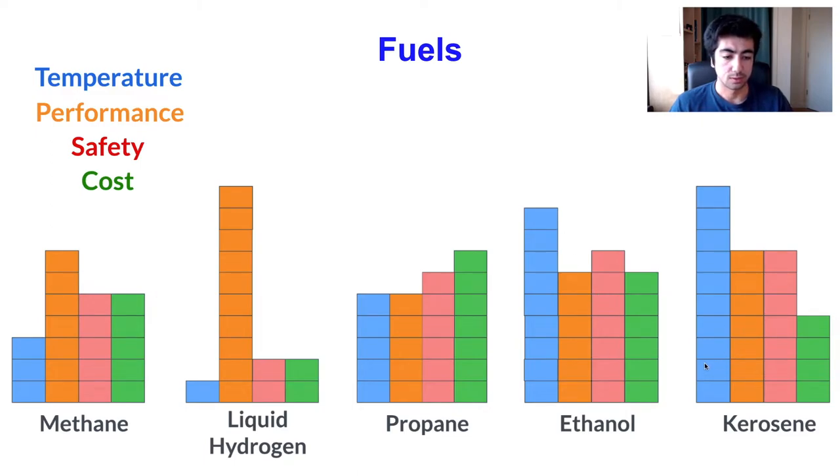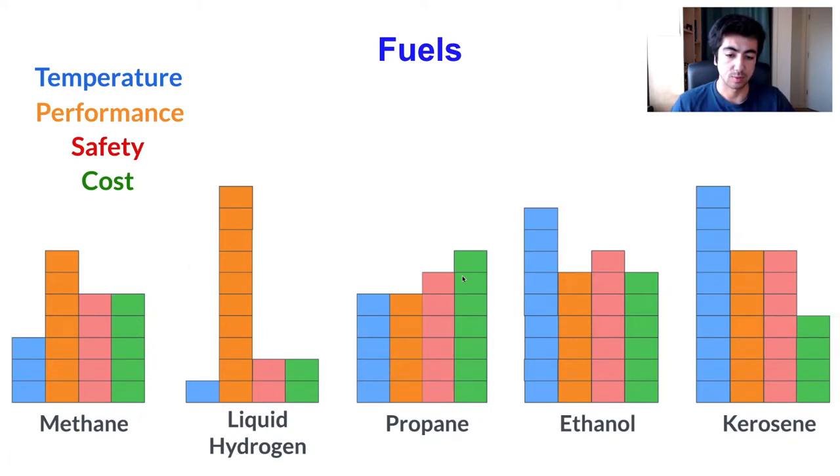So another thing to note about ethanol and kerosene is that these are liquids at room temperature, which makes them pretty desirable for the amateur level. You don't have to worry about cryogenic considerations. You don't have to worry about insulating your tanks as much, and you can just have them be a liquid. You're not losing as much propellant to boil off, which is what happens with these cryogenic propellants.